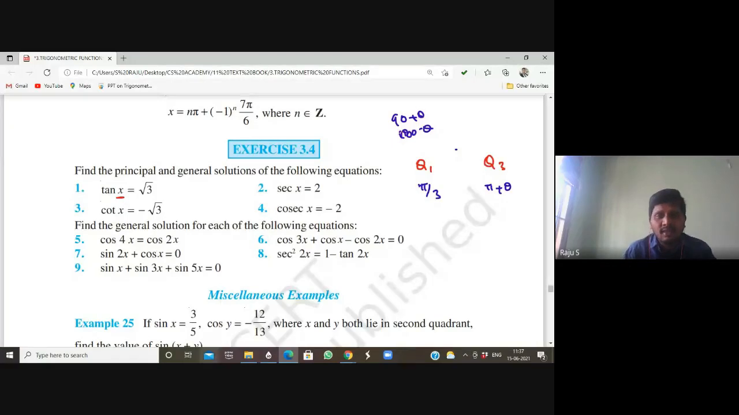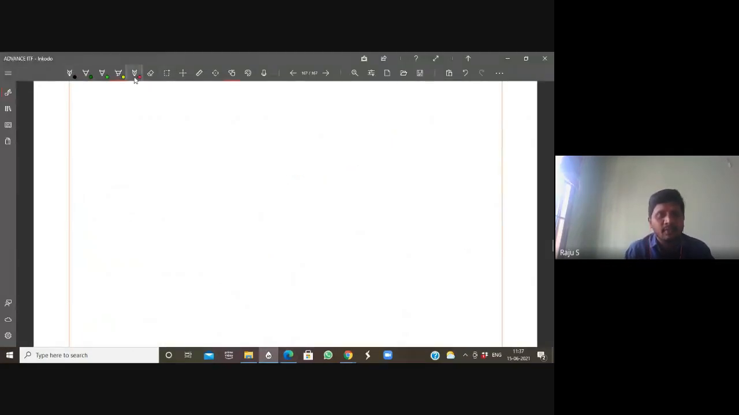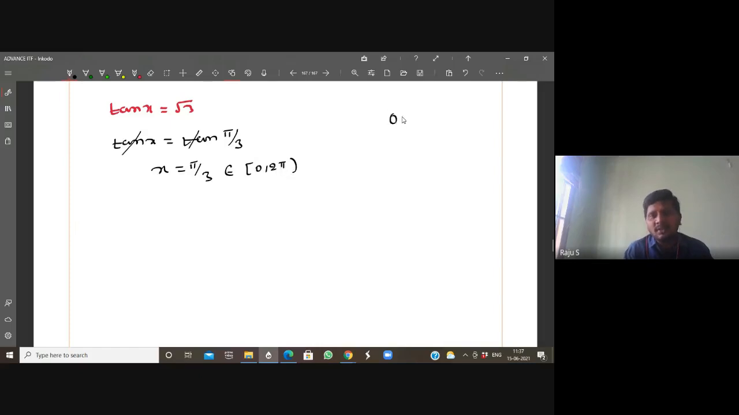We cannot cancel. See here, for example, take the first question, tan x is equal to root 3. Here we are going to get two principal solutions, one in the first quadrant and another in the third quadrant. In the first quadrant, root 3 can be written as tan pi by 3. Now you can cancel directly, x is equal to pi by 3. Pi by 3 clearly belongs to the interval 0 to 2 pi, because the principal solution requires 0 less than or equal to x less than 2 pi. I take the open interval at 2 pi because the interval includes 0. Clearly, this is a principal solution.